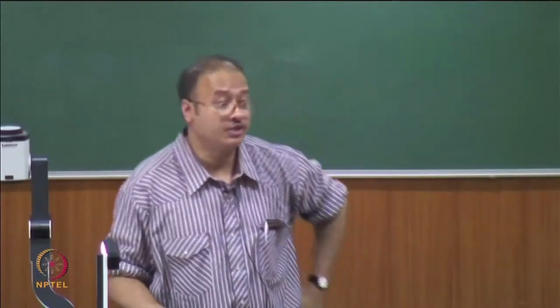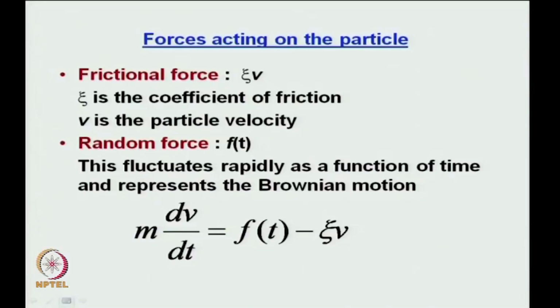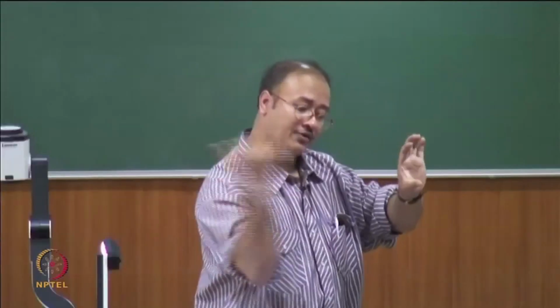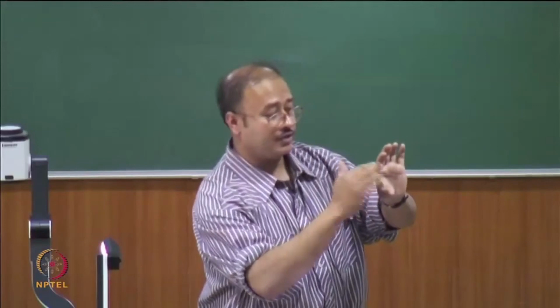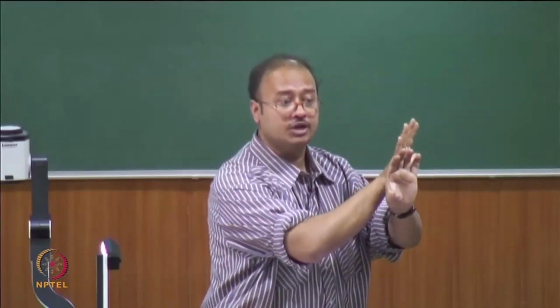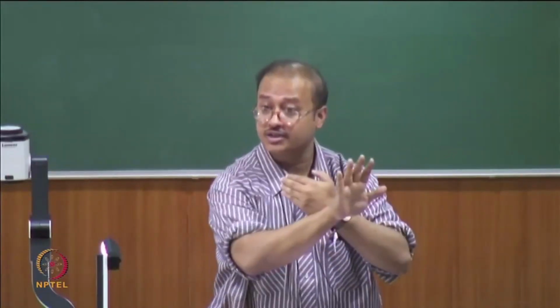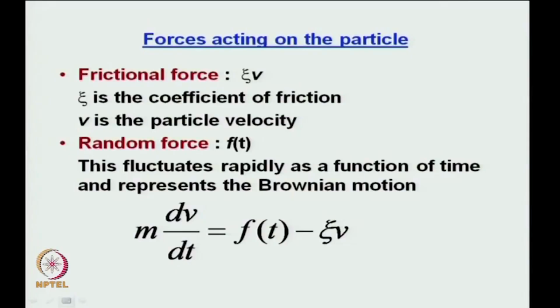The first one is f of t, which is a random force. Now, remember, if this is a molecule and the random force is in this direction, but it is trying to move in this direction, what would friction do? It would try to oppose, because that is what friction does. And that is why, if the f of t is positive, then this friction coefficient times v, which is the friction force, is essentially negative.